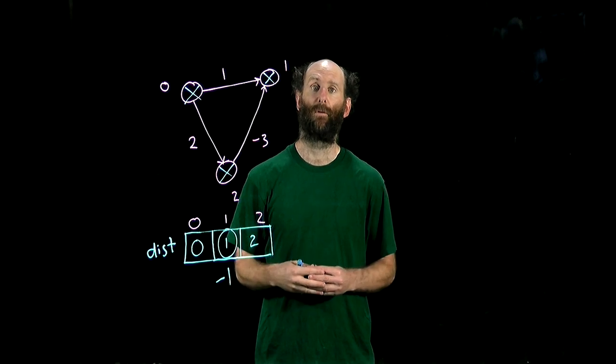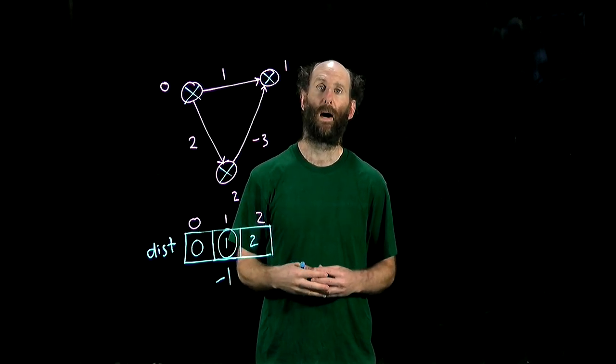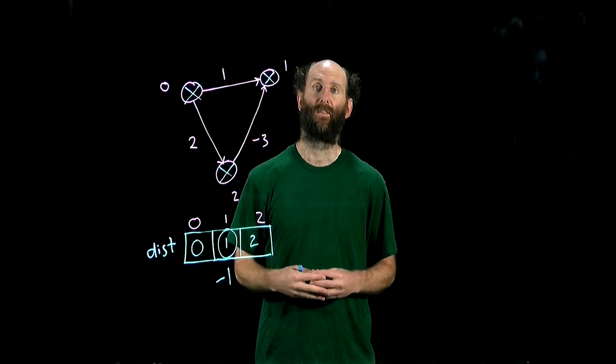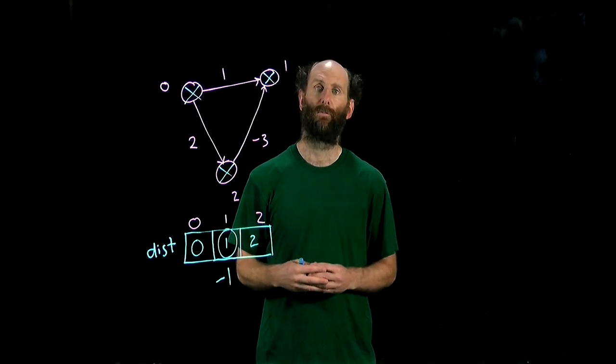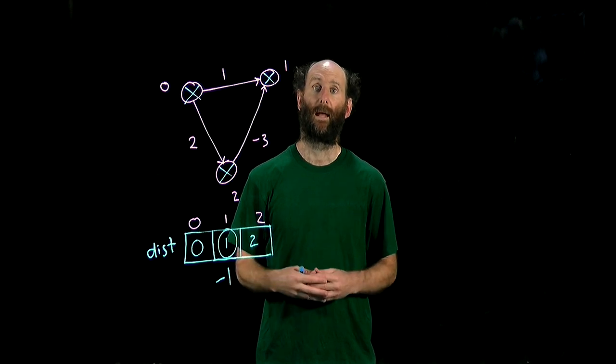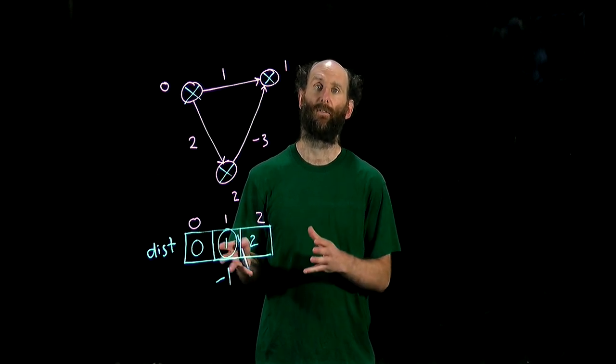Next we'll look at the Bellman-Ford algorithm, which solves the single source shortest paths problem even in the presence of negative weights. The cost, though, for running Bellman-Ford is that it takes longer to run than Dijkstra's algorithm does.